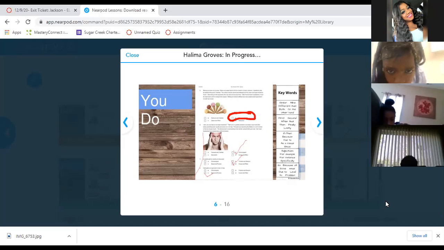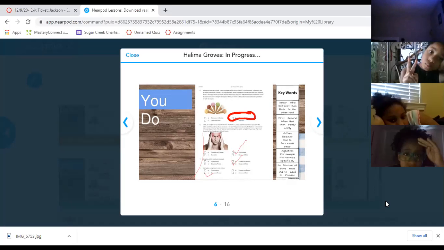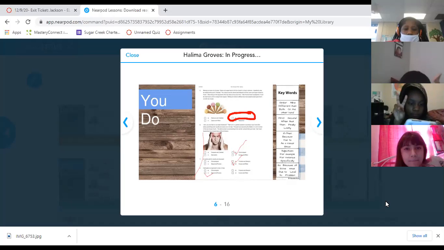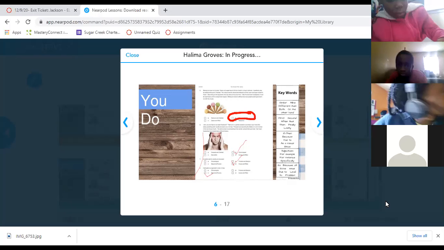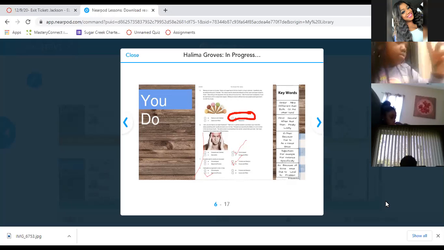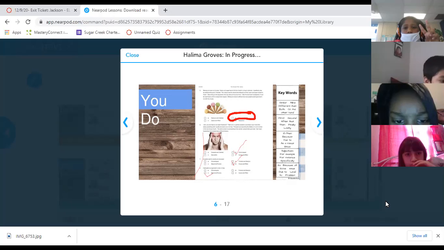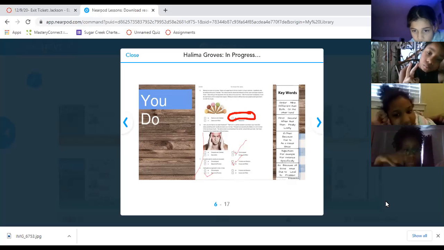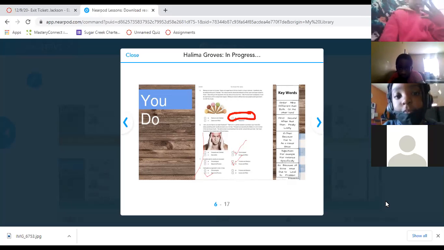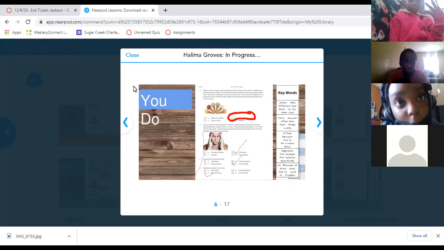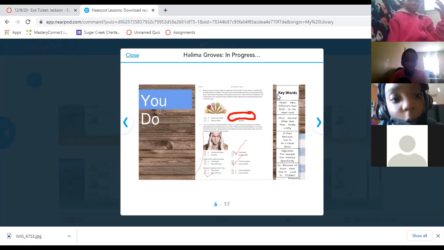I'm going through now to look. What was cause and effect again? Cause and effect is D. You should be holding up a number 4 if you chose D. Okay, thank you. Awesome job.